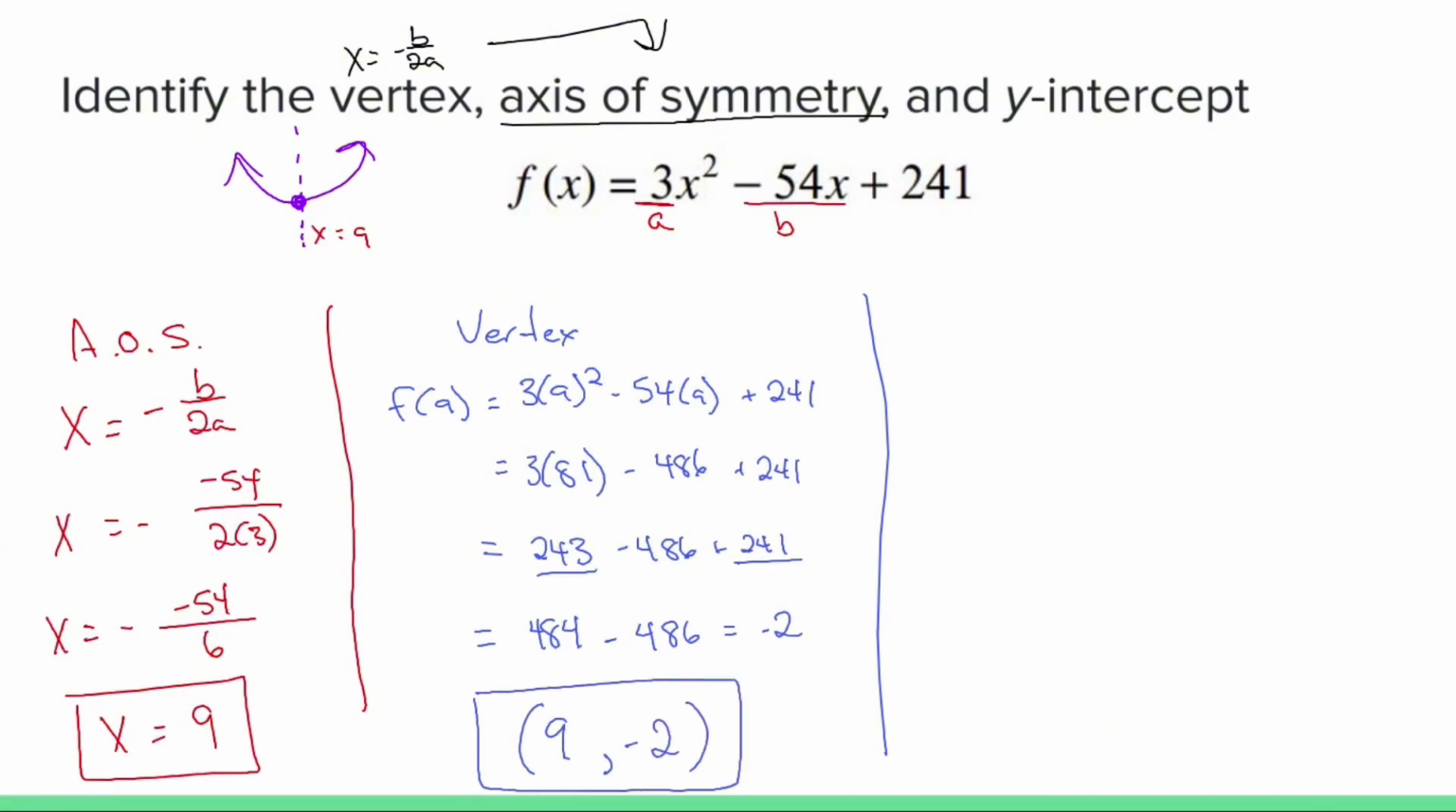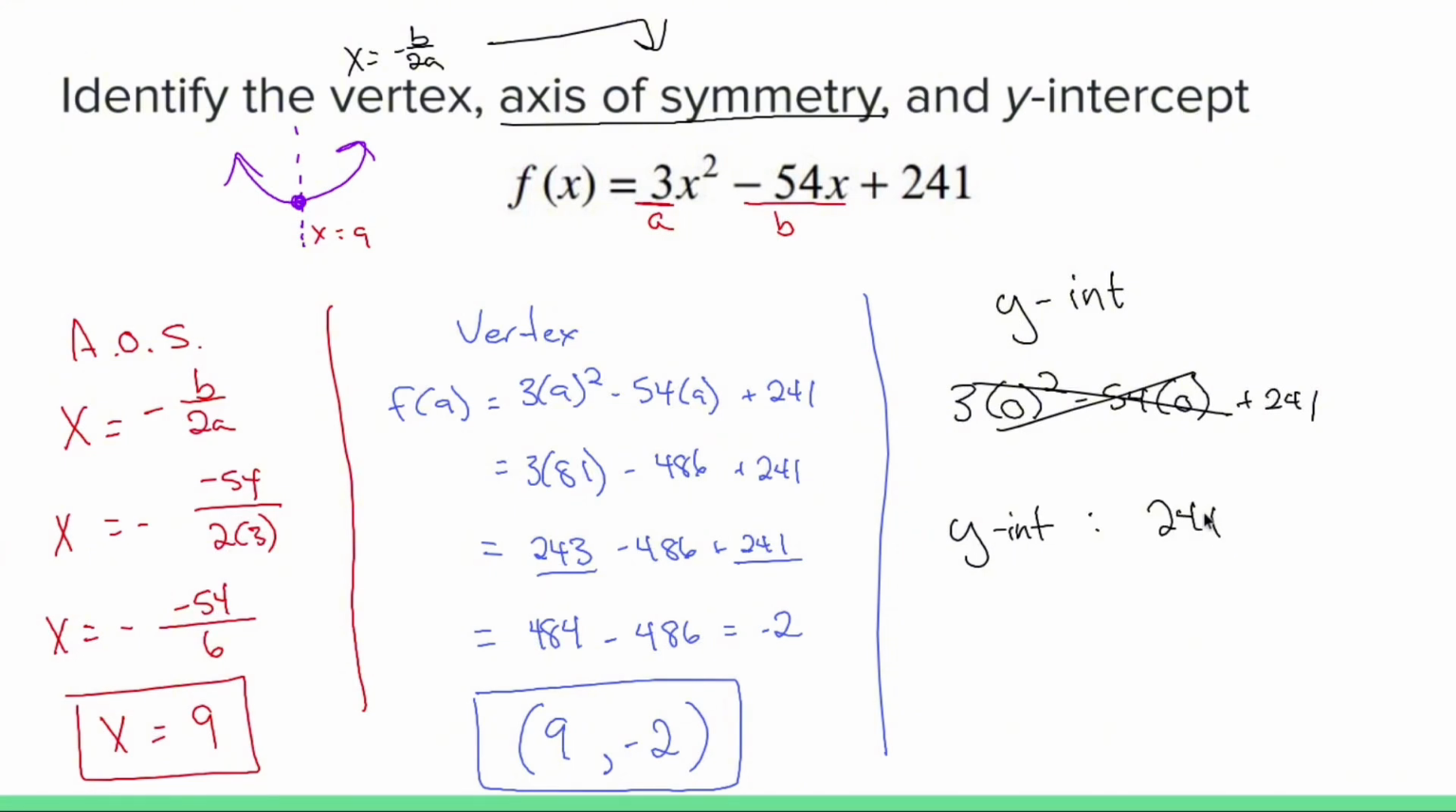Now, my y-intercept exists when the x values are 0. So this is wonderful. When the x values are 0, you have 3 times 0 squared minus 54 times 0 plus 241. These go away, and you're left with a y-intercept of 241. Generally speaking, your y-intercept exists at the constant number here. So I didn't have to do any math, but I did anyway just for funsies, and it was fun.